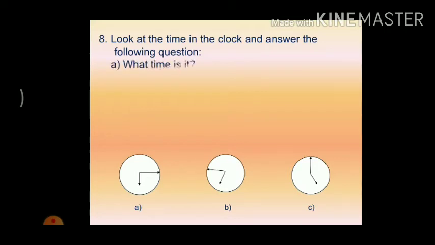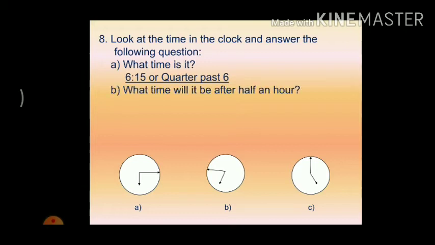So for question number A, the clock is already drawn over here and I've written down A over there, so you understand that that is the diagram of question number A. What is the time? The time is 6:15 or quarter past 6. Question number B, what time will it be after half an hour? So half an hour after 6:15 will be 6:45, which we can also call quarter to 7. That means 15 minutes to 7.